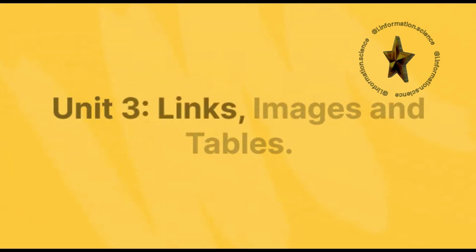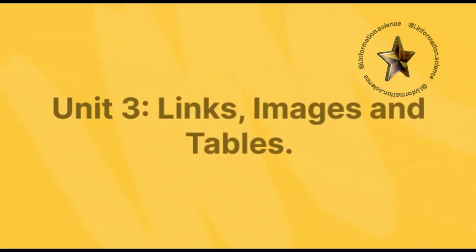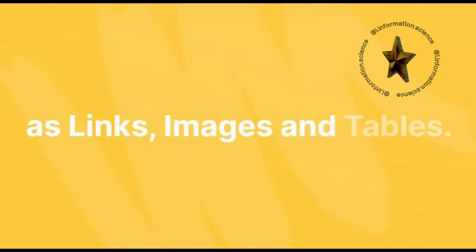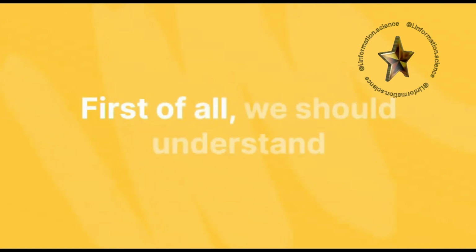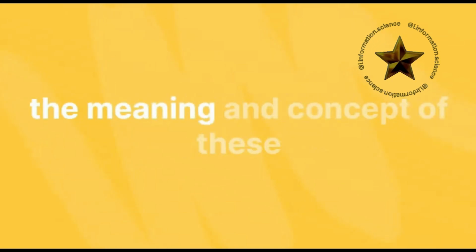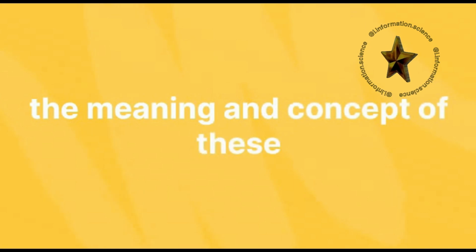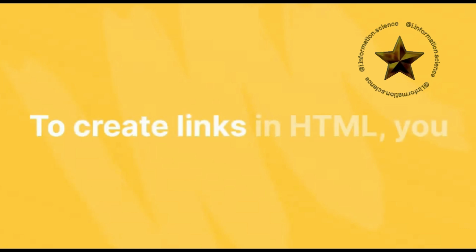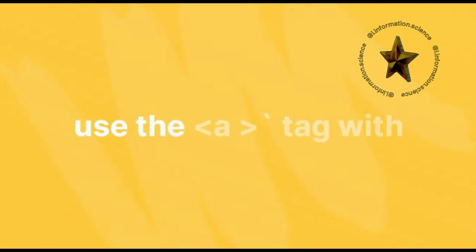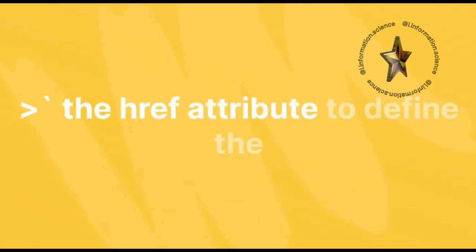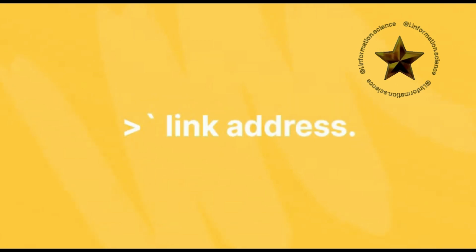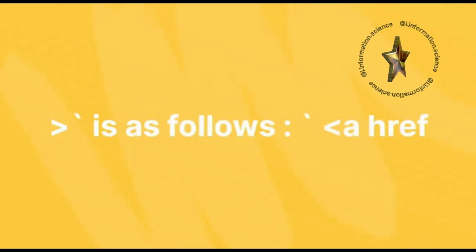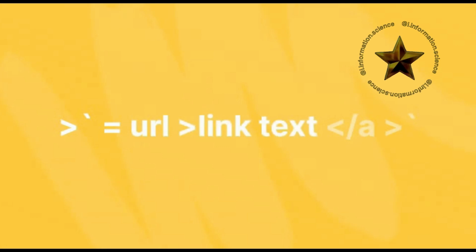3. Links, images and tables. This unit begins with the heading Links, images and tables. First of all, we should understand the meaning and concept of these terms one by one. Links. To create links in HTML, you use the a tag with the href attribute to define the link address. The syntax for creating a link is as follows. a href equals URL, link text, closing a.